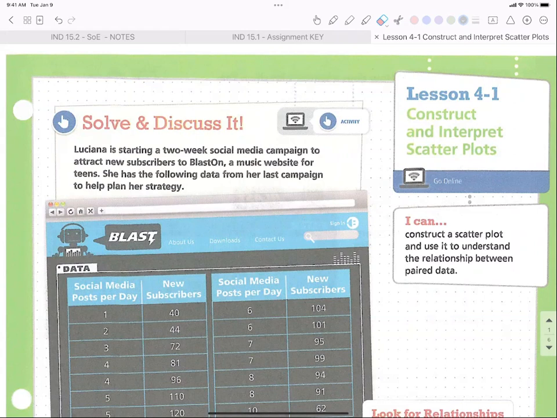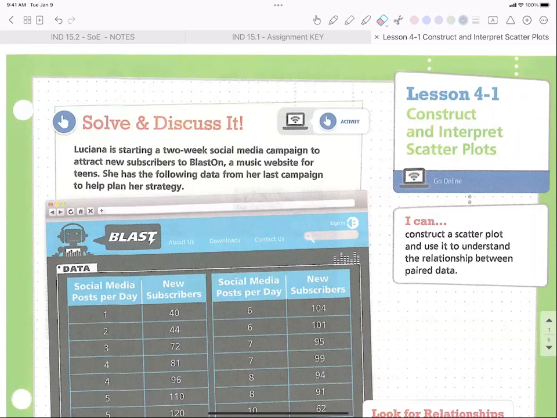Okay, so on this first solve and discuss it page, I just want to pick out and talk about a few things about interpreting a table. The first thing I want to remind you that you will want to write down on your paper is that in a vertical table, the first column is always your X, the second column is always your Y. So social media posts per day is your X. Your new subscribers is your Y. It's important to remember that in a table, your X is always the first column. If it's in a horizontal table, your X is always on top, your Y is always on bottom.